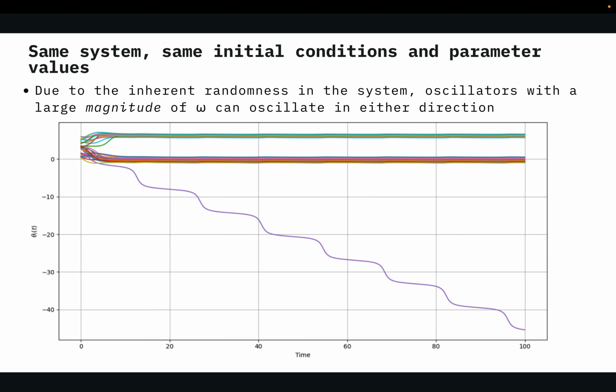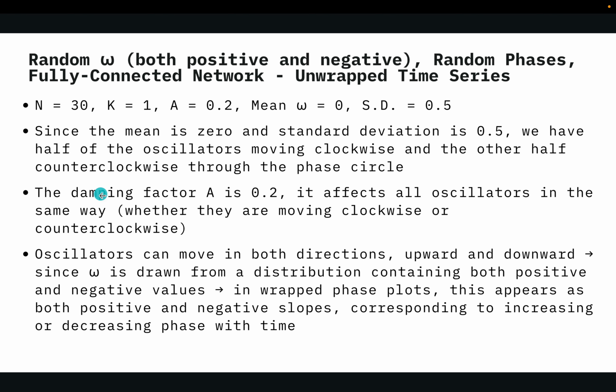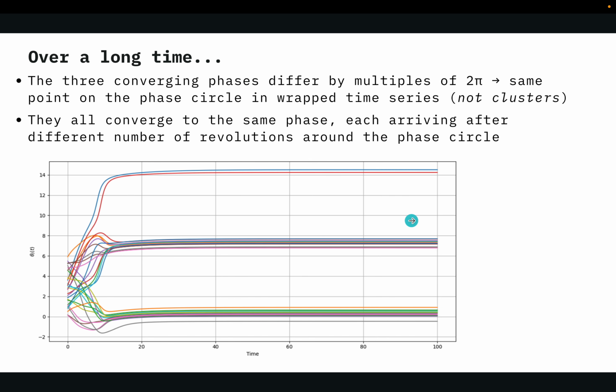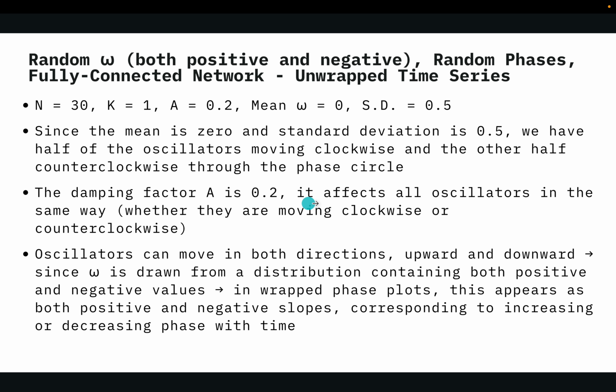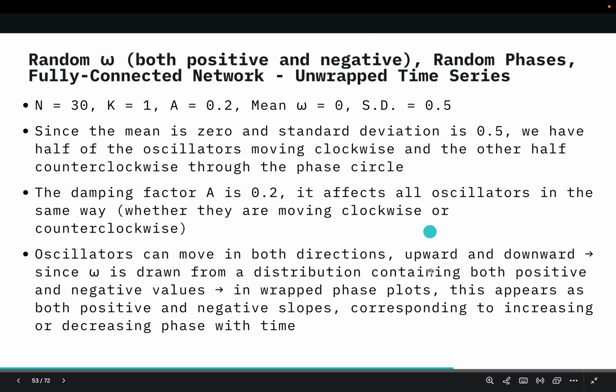It's pretty simple. I'm sure there is nothing wrong, but I'm just not getting the intuition right now. It might seem confusing because A is always positive and this time omega is negative. Actually, this term is very important. This was right actually, I was not wrong. The damping factor is 0.2 and it affects all oscillators in the same way. It doesn't care whether they're moving clockwise or anti-clockwise. A will always try to slow down the oscillator in whichever direction you're moving.